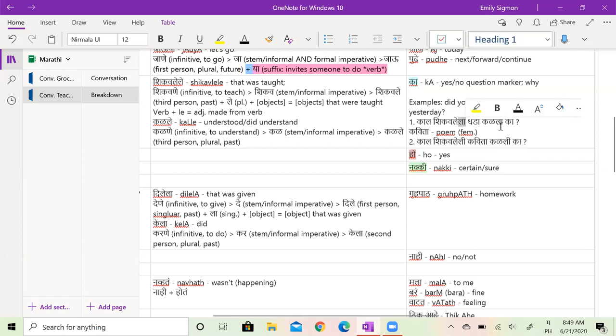So, sorry, I'm just gonna highlight these really quick. So forms will be like shikavlela, shikavleli, shikavlele. Masculine, feminine, neutral. And plural will be again shikavlele, shikavlelya, shikavleli. And same will be there in verb form. Kadala, kadali, kadale, kadale, kadalya, kadali. So in this case, is this actually plural or is it just neutral? It's plural. Okay. Everything taught. Yes. Okay. Chapter taught yesterday, then the chapter taught yesterday was masculine.